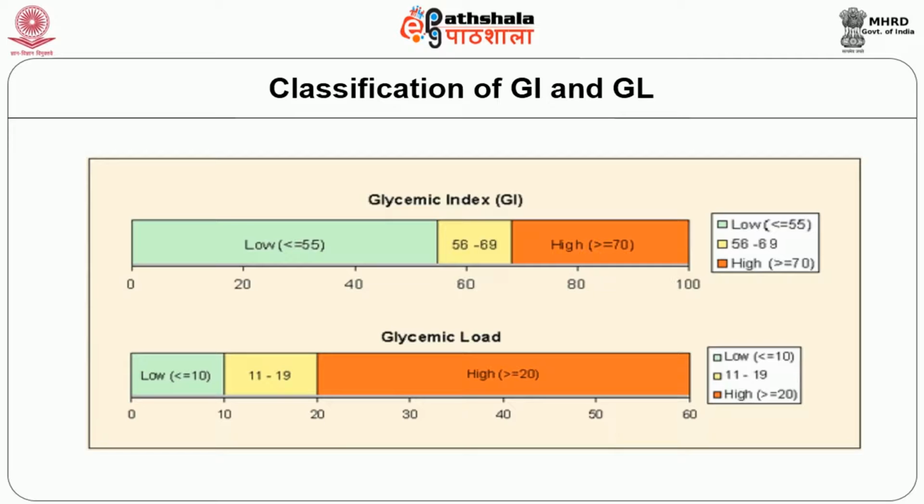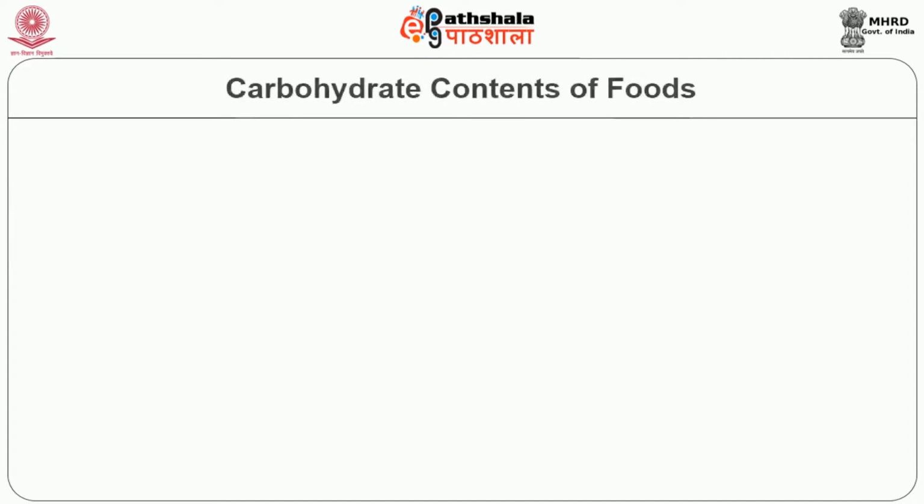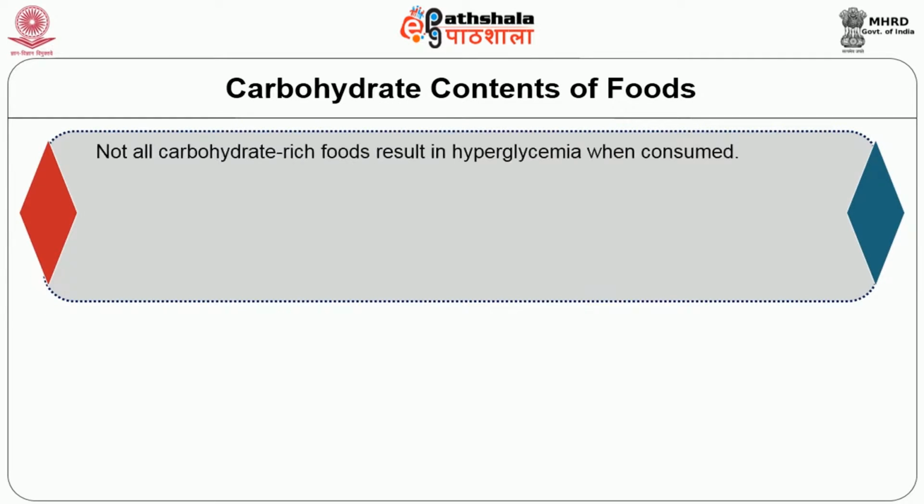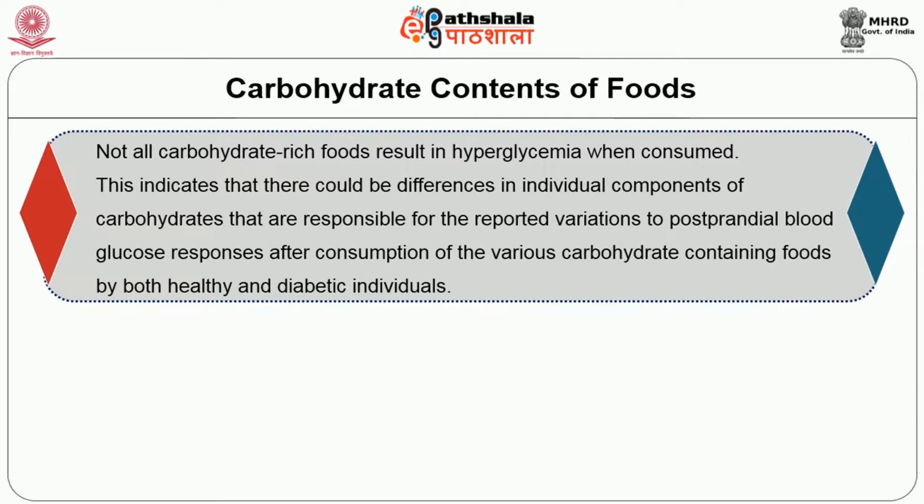Let us discuss the factors which affect the glycemic index and glycemic load of foods. The first factor is the carbohydrate content of foods. Not all carbohydrate-rich foods result in hyperglycemia when consumed. This indicates that there could be differences in individual components of carbohydrates that are responsible for the variations in postprandial blood glucose response after consumption of various carbohydrate-containing foods by both healthy and diabetic individuals.